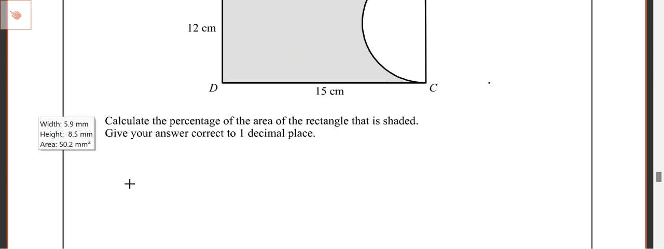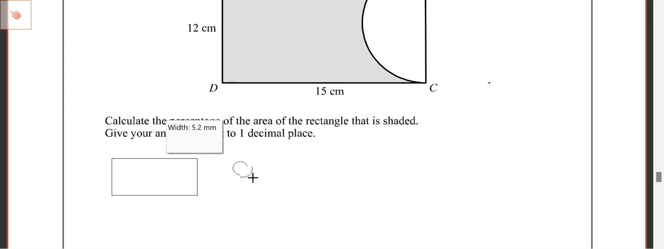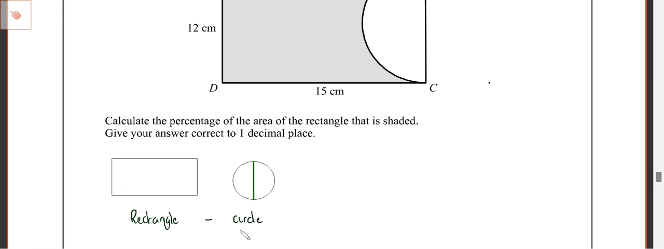You are going to work out the area of the rectangle. You've got your formula there. And you are going to work out the area of a circle, and you only need half of it. So the shaded region is rectangle minus circle, but divided by 2. You can probably go through the whole thing.